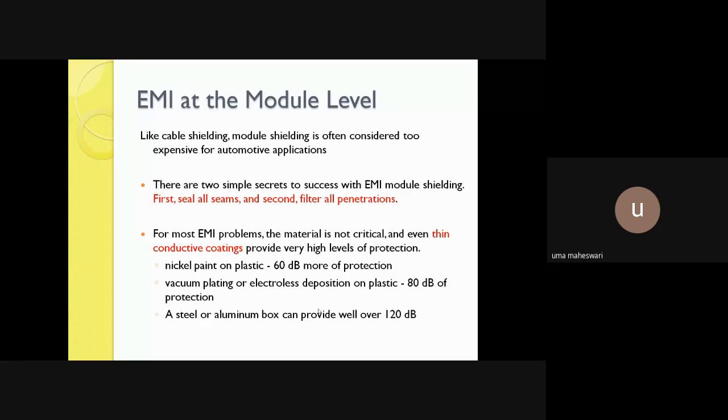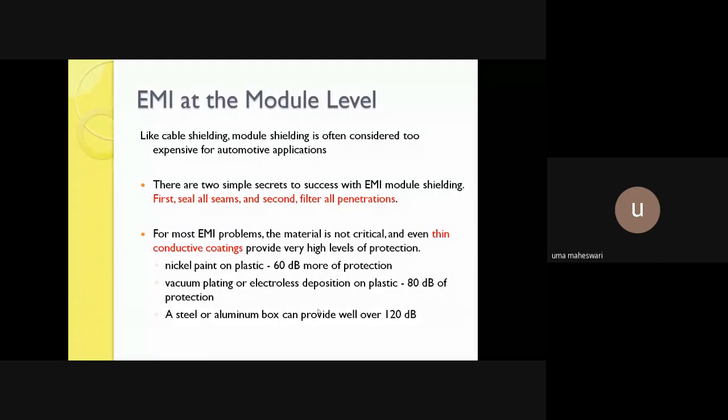On the module side, on the final end product, we can seal whatever you see. The second thing is to filter all the penetrations. Then a conductive coating will give better results. A small nickel paint on the plastic will reduce the EMI level; it protects at least 60 dB or more. Vacuum plating or electroless deposition on plastic will protect up to 80 dB. Just a steel or aluminum box can provide 120 dB protection.